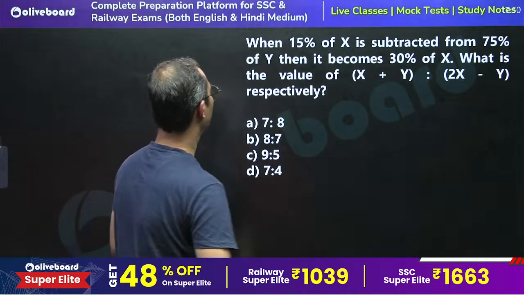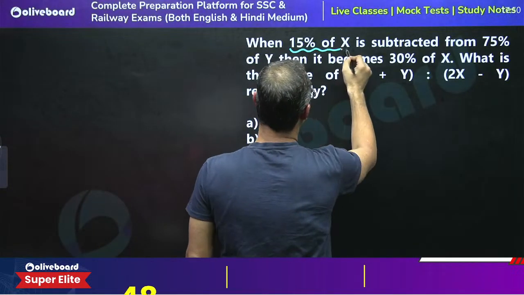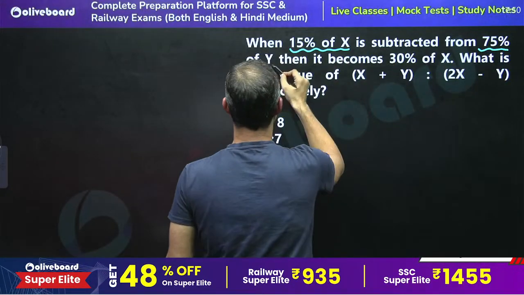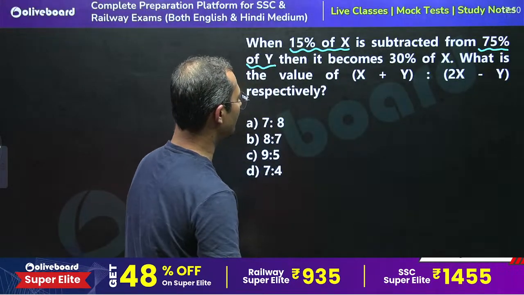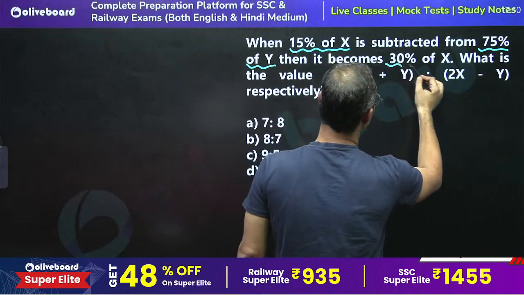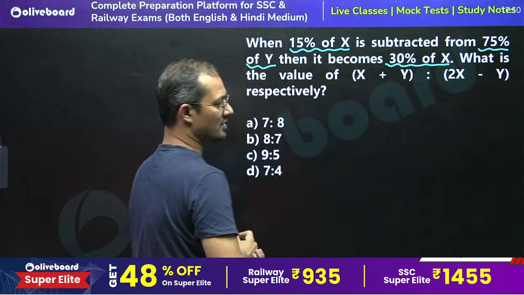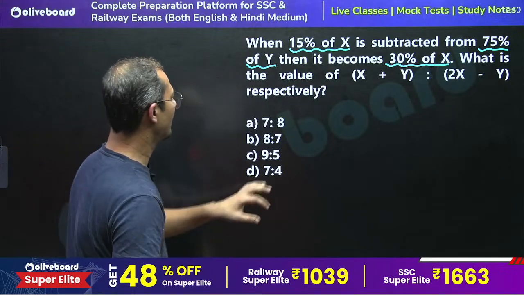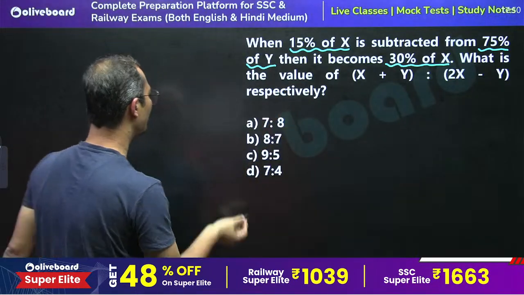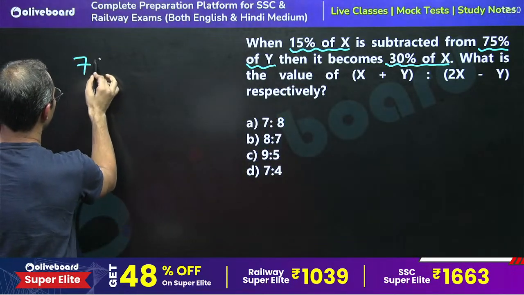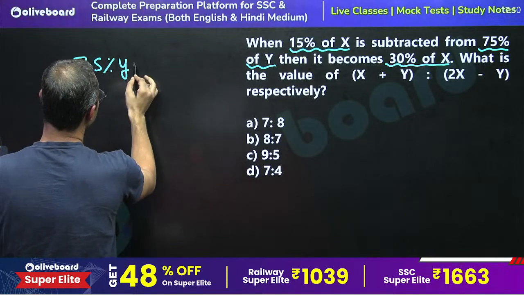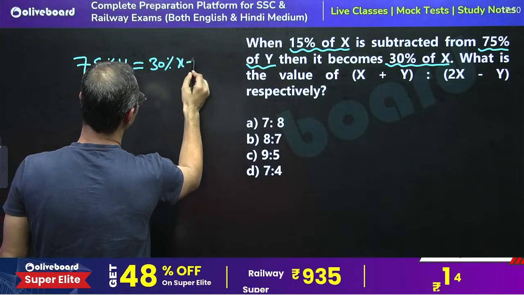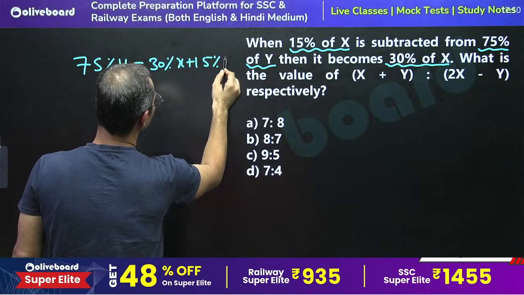See, when 15% of x is subtracted from 75% of y, then it becomes 30% of x, right? So just follow the question. The question is saying 15% of x is subtracted from 75% of y. So we can say that 75% of y is equal to how much? 30% of x plus 15% of x.